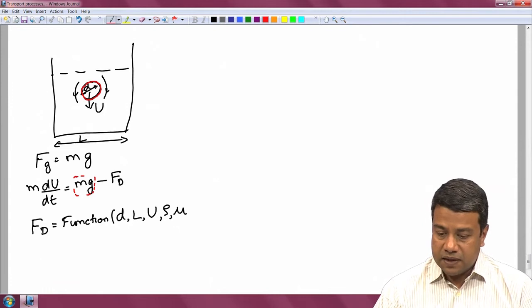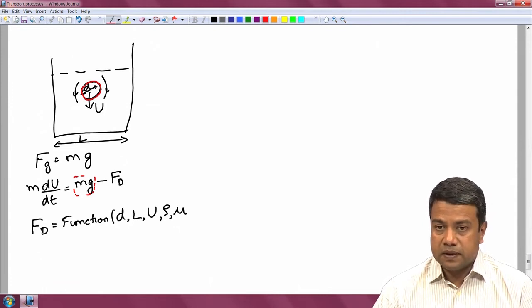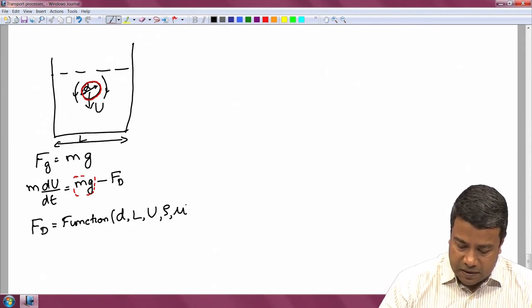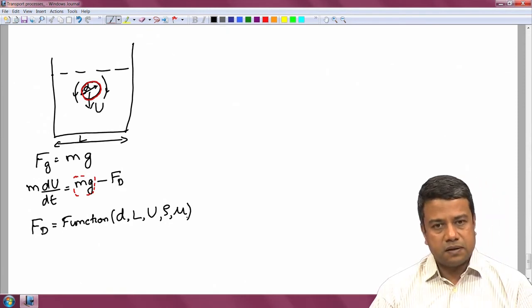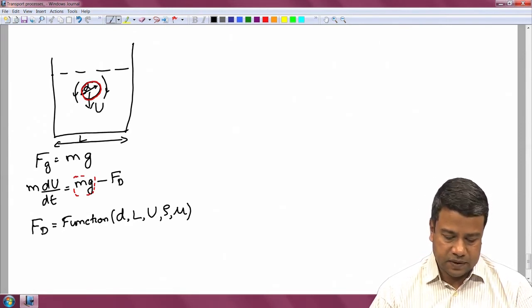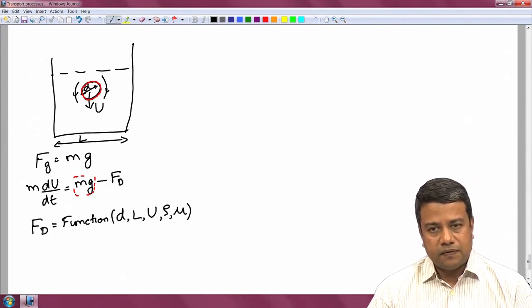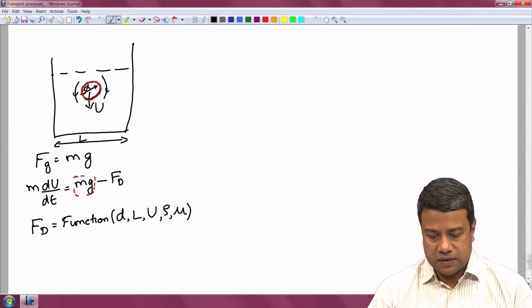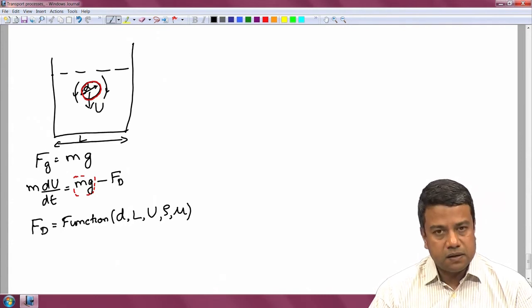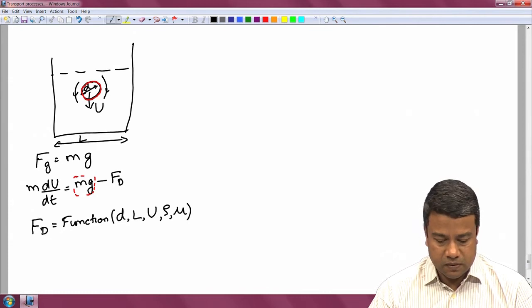So, therefore, the acceleration due to gravity, for example, cannot affect this drag force. And by and large, these are the total dimensional quantities that can affect the fluid drag. Now, how do we find the form of the drag force? So, in this problem now there are how many dimensional groups?